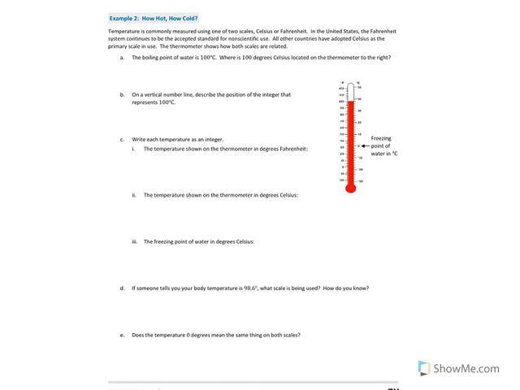Temperature is commonly measured in one of two scales, Celsius or Fahrenheit. On this scale, you can see that Fahrenheit is on the left-hand side right here, and Celsius is right here on the right-hand side. So the scale is on both sides. If you notice, the numbers are a little different. In the United States, the Fahrenheit system continues to be the accepted standard for non-scientific use. I mentioned that last week, that this is the one that we tend to go with whenever we're talking about temperature. Temperature outside, temperature in your body.